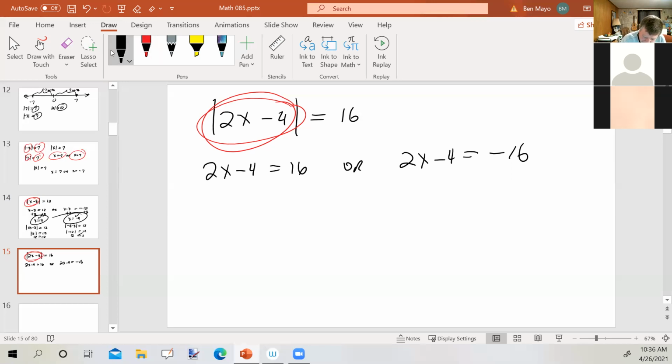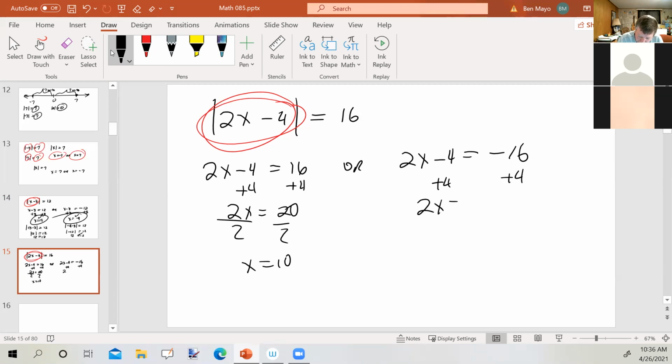Okay, so let's solve this first equation. We add 4, 2x equals 20. We divide by 2, x equals 10. To solve the second equation, we add 4, 2x equals negative 12, divide by 2, x equals negative 6. Let's check our work. If x is 10, we'd have the absolute value of 2 times 10 minus 4 equals 16.